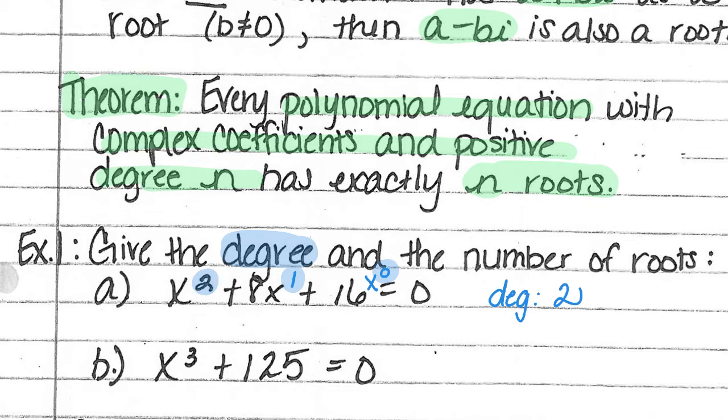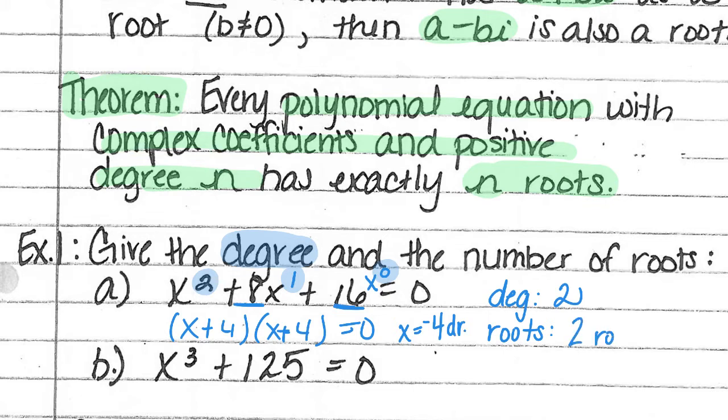Now, if I had to figure out what the roots are, we know we could solve this to be x plus 4 and x plus 4, because we know the factors of 16 that add up to be 8 would be 4 and 4. And when you solve this, you learned that this is a 4 double root. So there are actually 2 roots here. And what they want you to notice is that these match, 2 roots and 2 degrees.